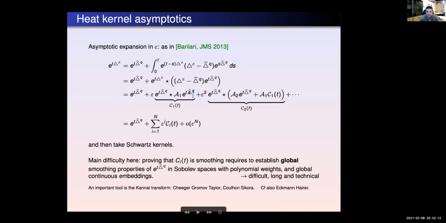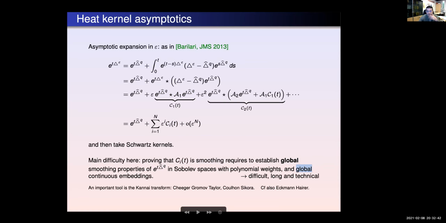And since they are defined by convolutions with the nilpotentized semigroup, what you require here is actually global smoothing properties of the semigroup. And this is what is very difficult. You need global, not only local. Also, you will need global continuous embeddings. And so here is the main difficulty, which is very long and technical to overcome.